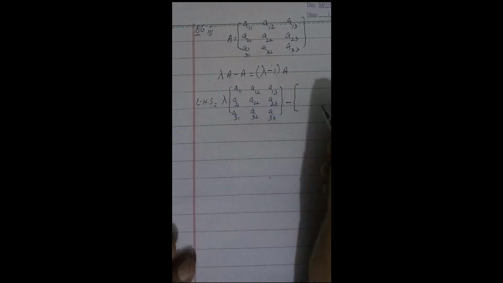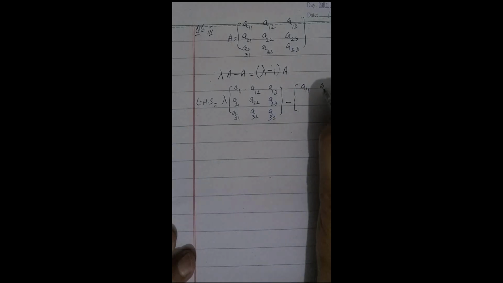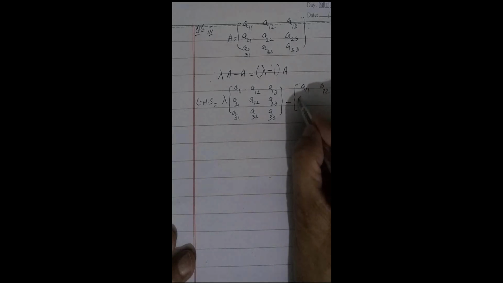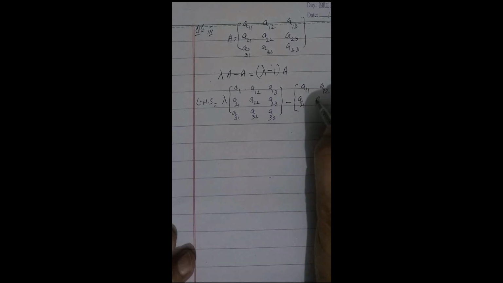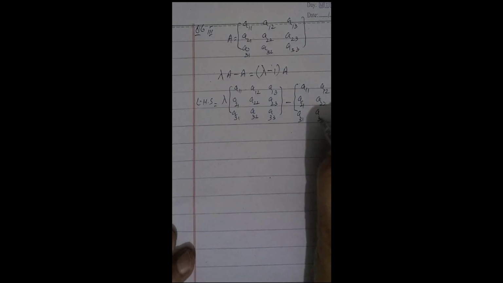minus the matrix A11, A12, A13, A21, A22, A23, and the last row is A31, A32, A33.